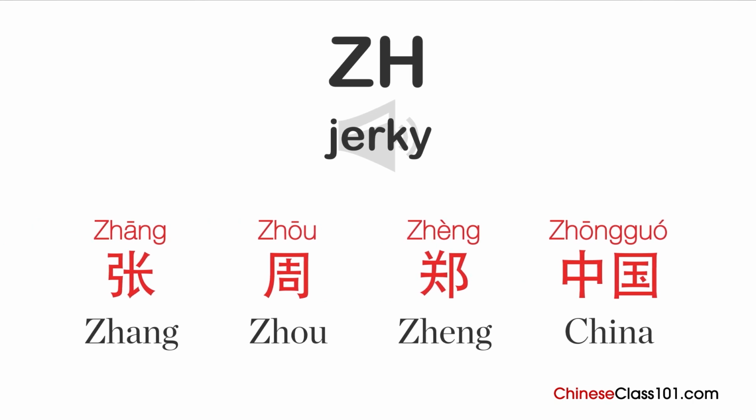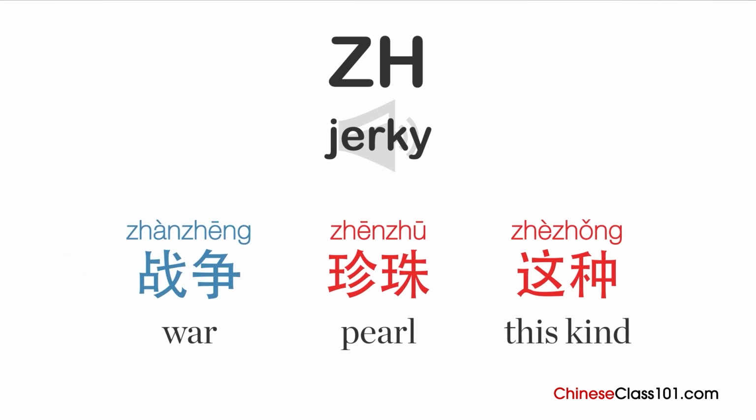Now let's look at a double initial ZH. You may see it in some very common Chinese family names like Zhang, Zhou, Zheng, and in this word, 中国, China. ZH sounds like the first sound in jerky, with the tip of the tongue raised against the hard palate. Try 战争, war, 珍珠, pearl, 这种, this kind.